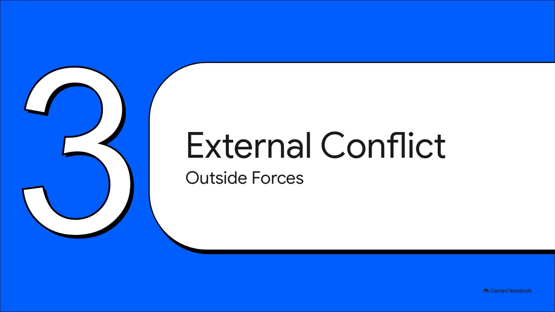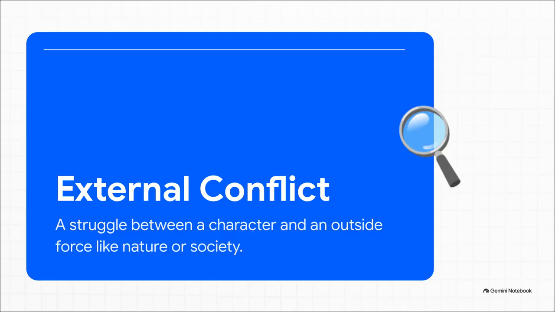Section 3, outside forces, external conflict. External conflict is a battle between a character and an outside force. This is the visible stuff, the action. It could be fighting a classic comic book villain, trying to survive a massive, swirling hurricane, struggling against a totally unfair society, or even dealing with rogue technology, like when your Wi-Fi randomly dies right before you submit a massive history essay. These forces test a character's physical limits and the absolute strength of their social relationships.